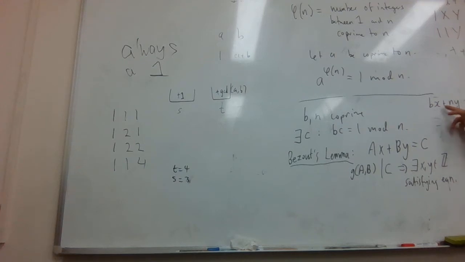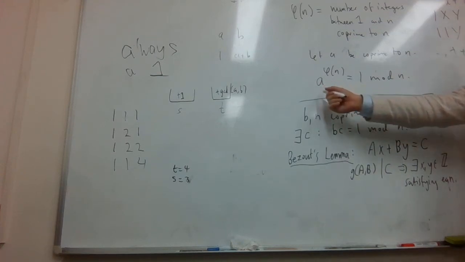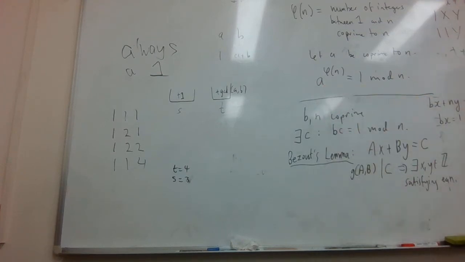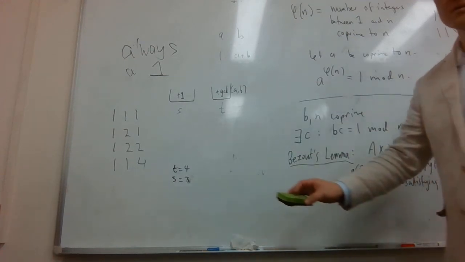Yeah, so bx plus ny equals 1, yeah? Which exactly means if you take this mod n, it means bx equals 1 mod n. So in this case, x is equal to c. So they all have inverses, yeah? So in particular, this a has an inverse mod n, yeah? Okay. How does that make this work?